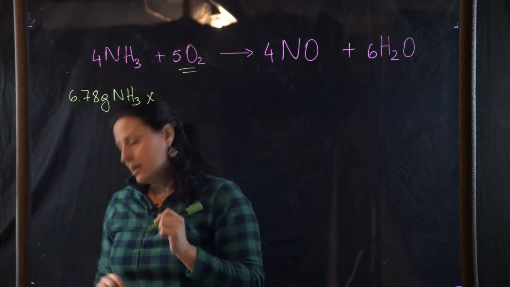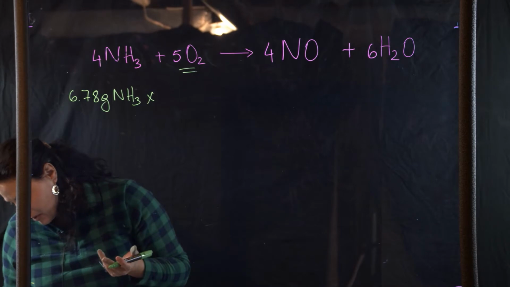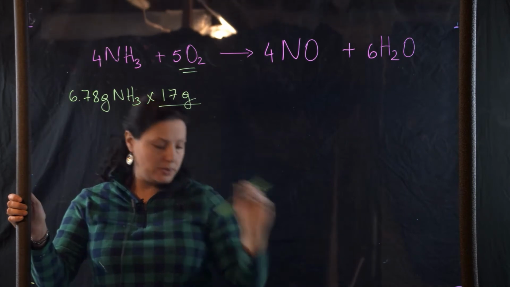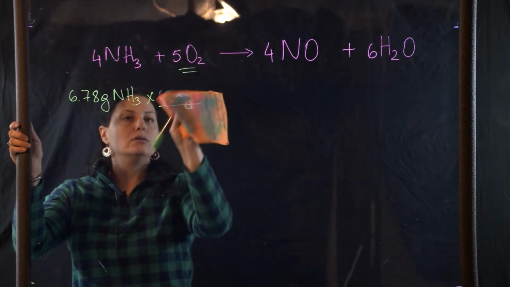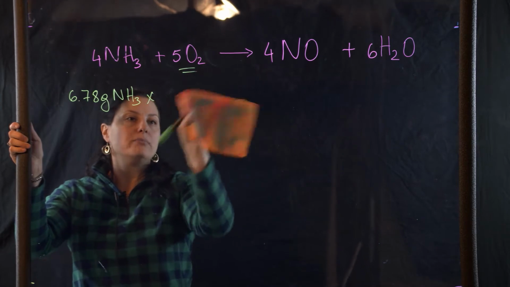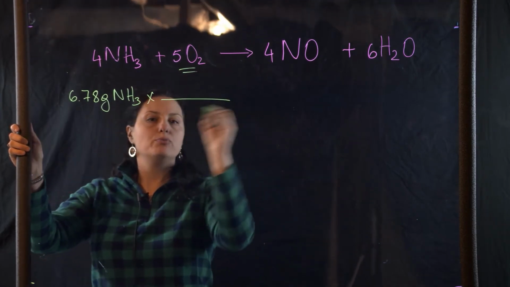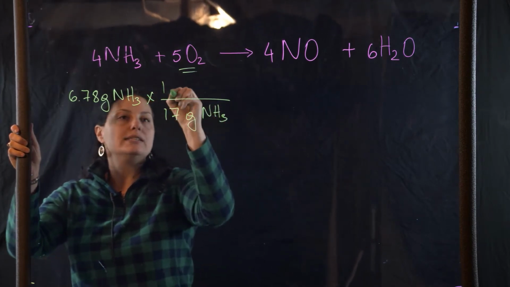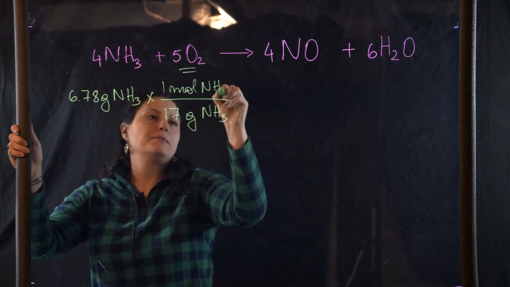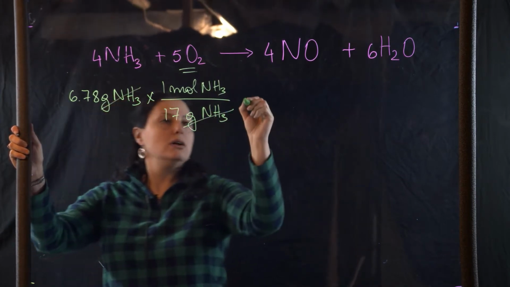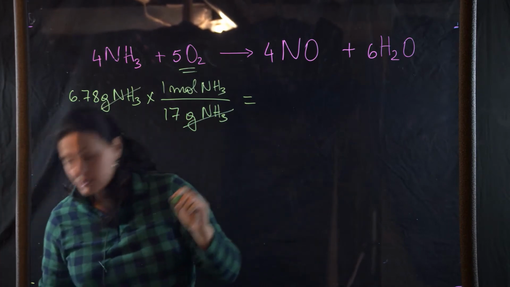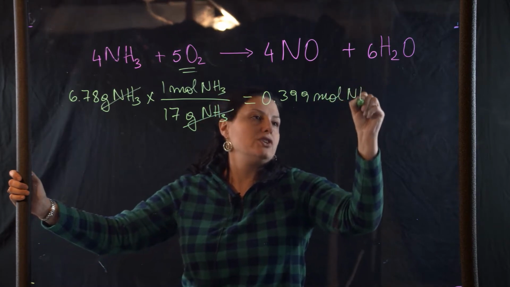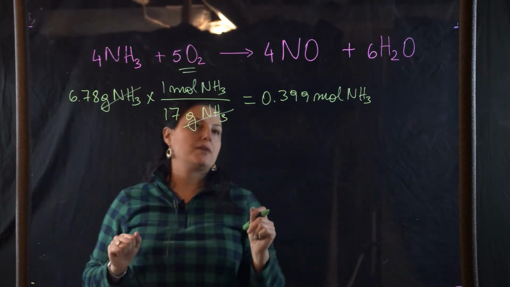And I do that by finding the molar mass of NH3, which is about 17 grams. Whoops. I put it on the wrong way. I want my grams to cancel. So I will put the grams at the bottom, 17 grams of NH3. That's how much 1 mole of NH3 weighs. My grams will cancel, and I will have 0.399 moles of NH3. That's how many 6.78 grams are.